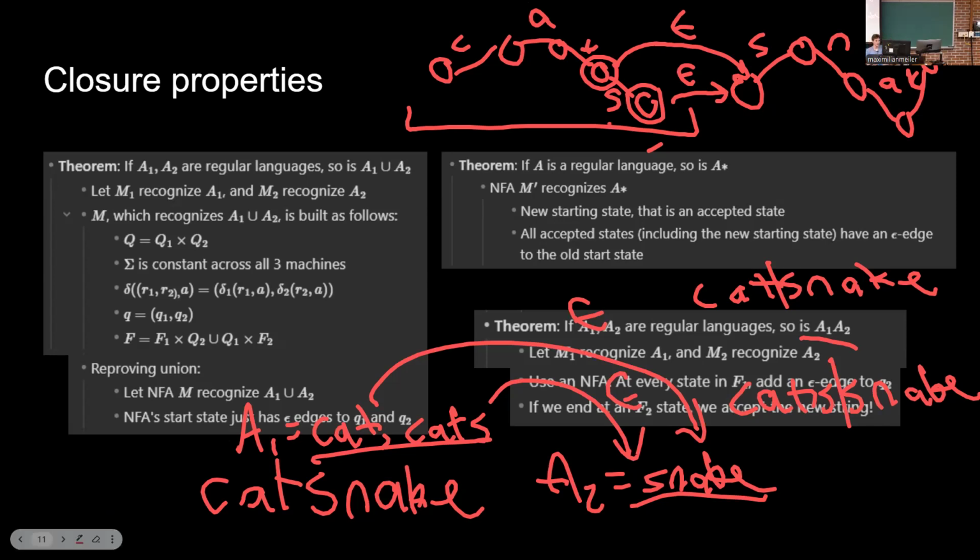Yeah, this is machine A1 and this is machine A2, and we've concatenated them together with these epsilon edges. Yeah, every accept state in here is bound to the start state in here.